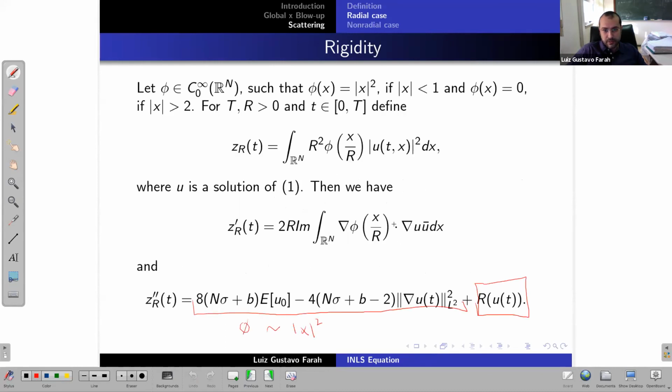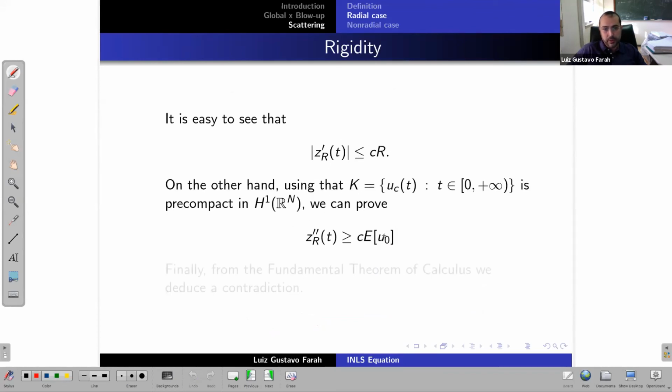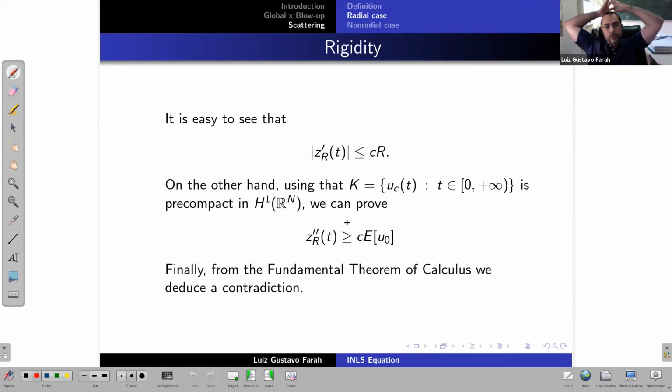The first derivative, well, this is in L infinity, this is in L2, this is also in L2, and then if we use, for example, Hölder inequality, we get this bound. And then using that the flow is pre-compact, we get a lower bound also. And this is a contradiction, just integrate and use the fundamental theorem of calculus that you have. That's the idea of the proof.